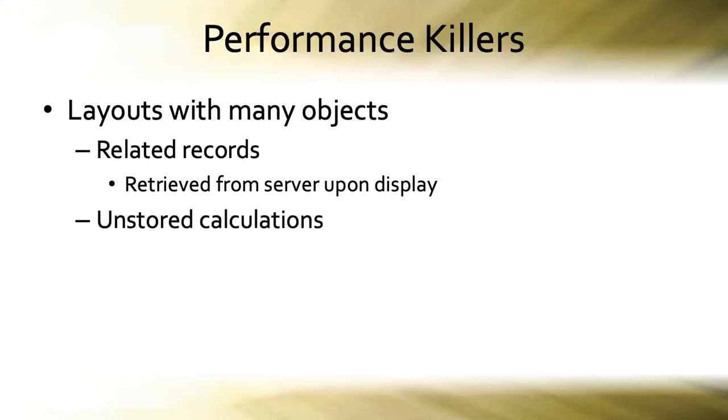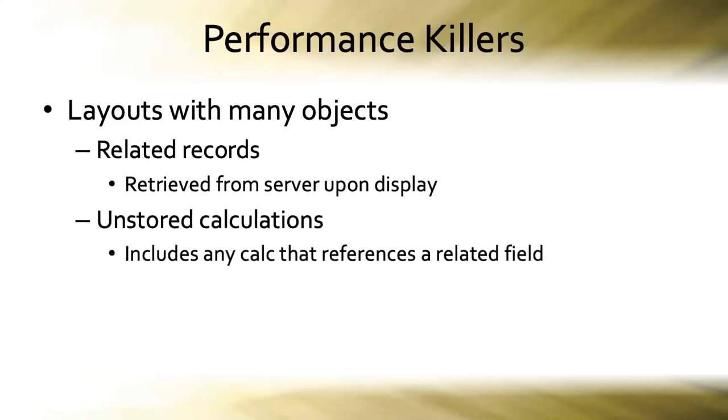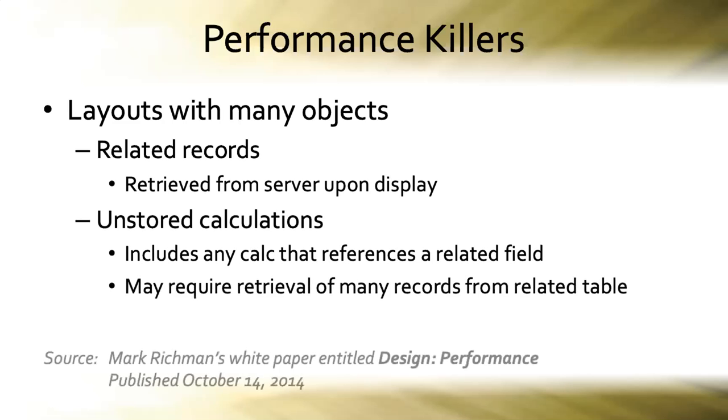Secondly, unstored calculations are a real performance killer. Unstored calculations include any calculation that references a related field, or references another field that's unstored, or references a global field. These can cause a real performance hit because they may require the retrieval of many records from that related table in order to perform their calculation: their count, their sum, their average, whatever it is that you're calculating.